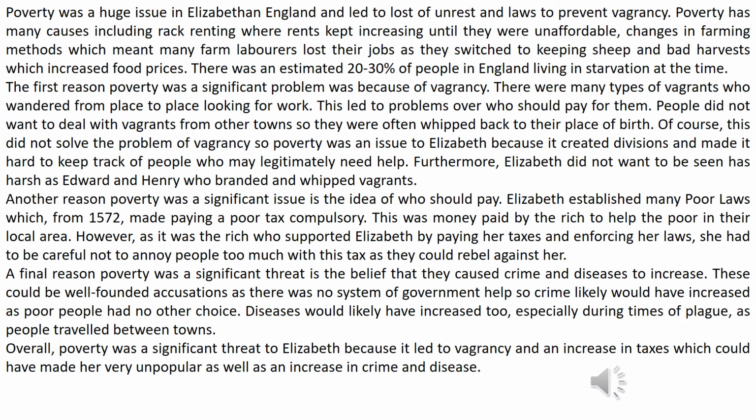A final reason poverty was a significant threat is the belief that they caused crime and diseases to increase. These could be well-founded accusations, as there was no system of government help, so crime likely would have increased as poor people had no other choice. Diseases would likely have increased too, especially during times of plague, as people traveled between towns. Overall, poverty was a significant threat to Elizabeth because it led to vagrancy and an increase in taxes which could have made her very unpopular, as well as an increase in crime and disease.